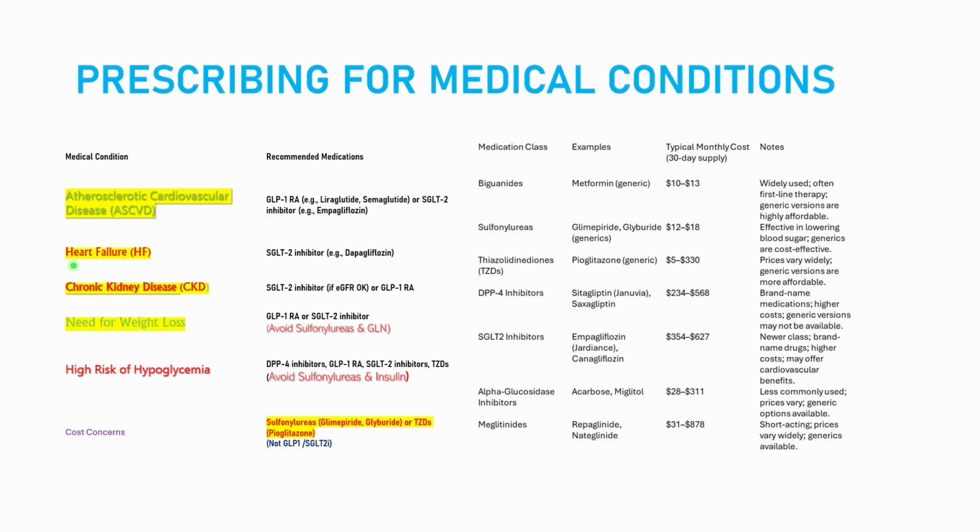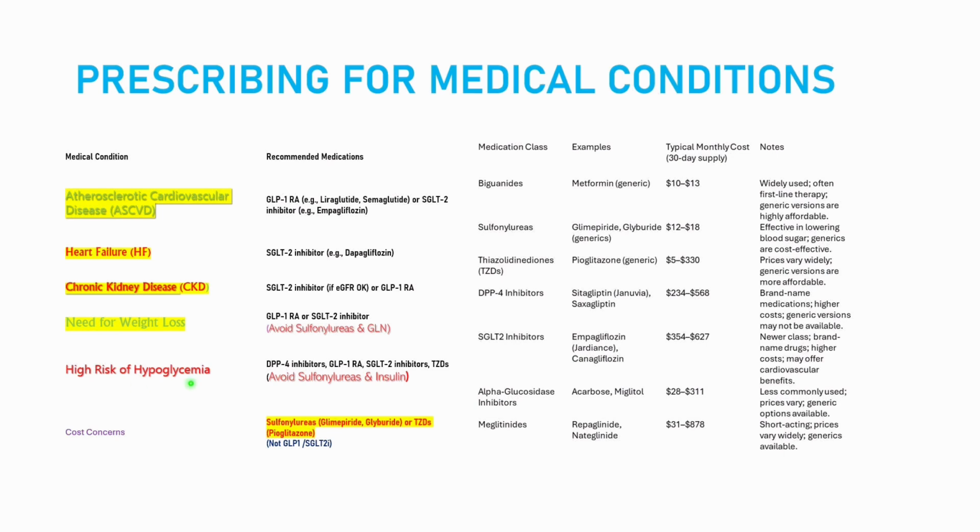Then heart failure, SGLT2 inhibitor. I already explained the mechanism. Then chronic kidney disease, SGLT2 inhibitor and GLP-1 RA reduce the progression of the kidney disease. Then there is need for weight loss. Avoid sulfonylureas and glinides because they cause weight gain. These GLP-1 RA and SGLT2, because of their mechanism, help in weight loss.